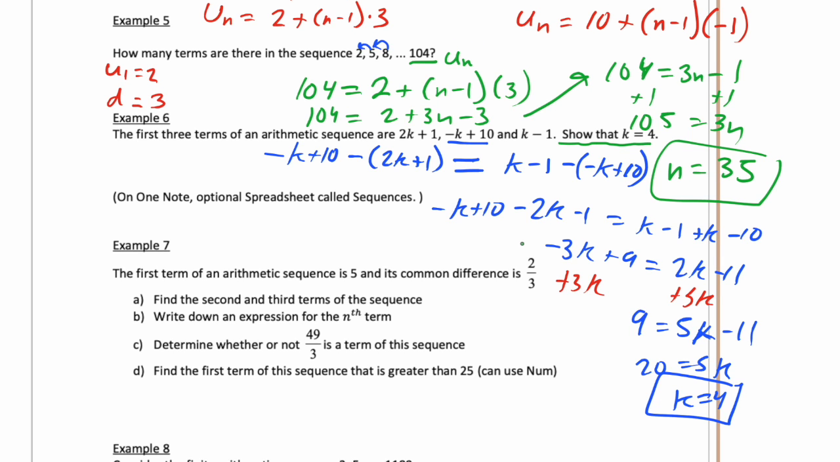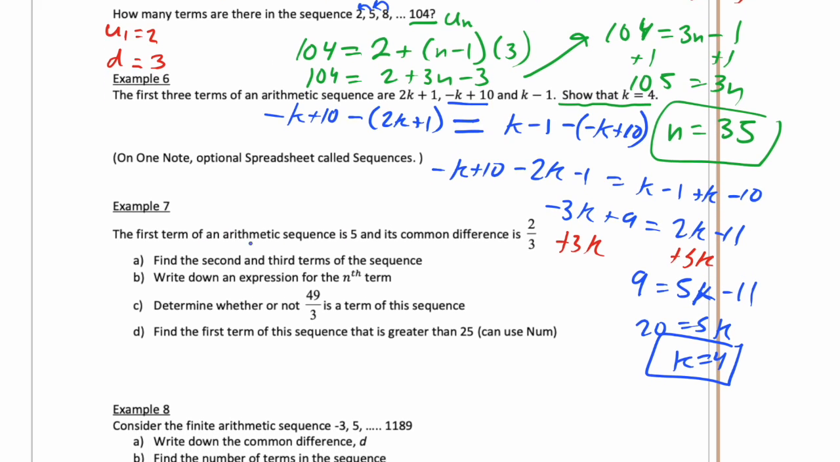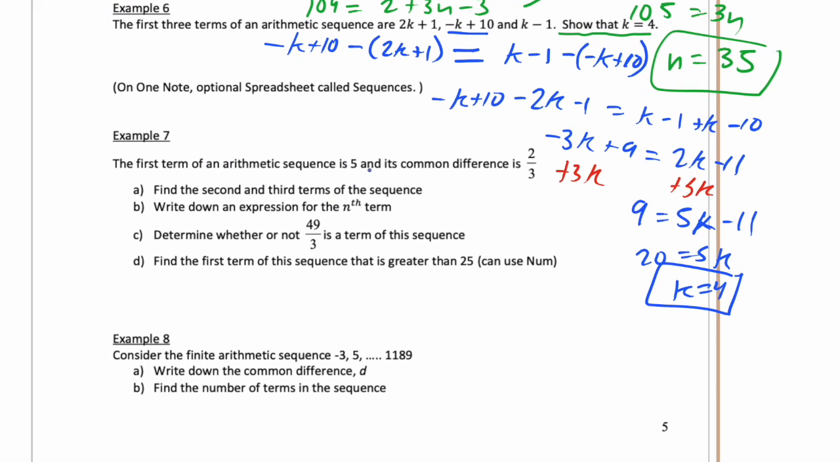It is indeed 4. Okay, in example 7, the first term of an arithmetic sequence is 5. The common difference is 2/3. Find the second and third terms and write down an expression for the nth term. I might actually do that first. The expression for the nth term is first term plus n minus 1 times 2/3, right?